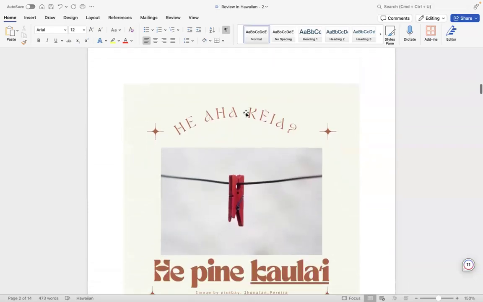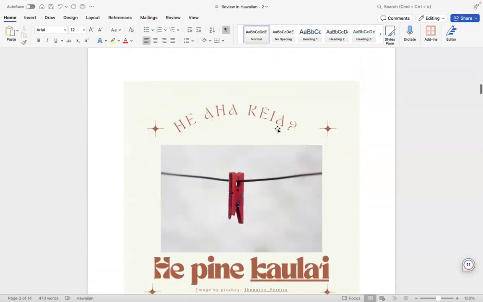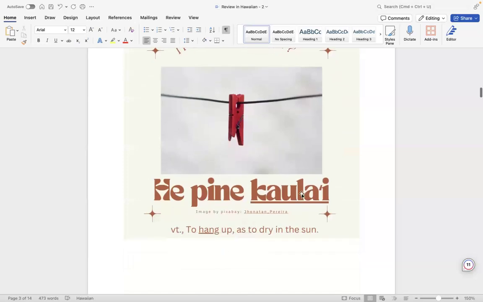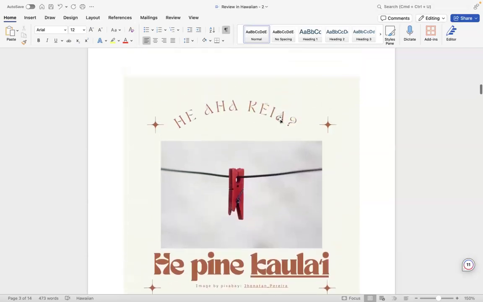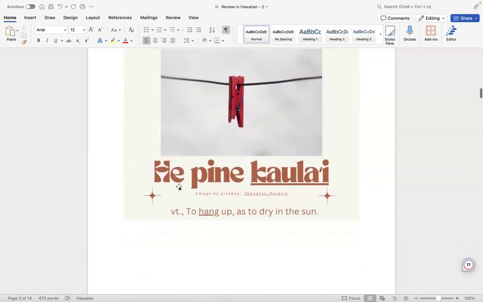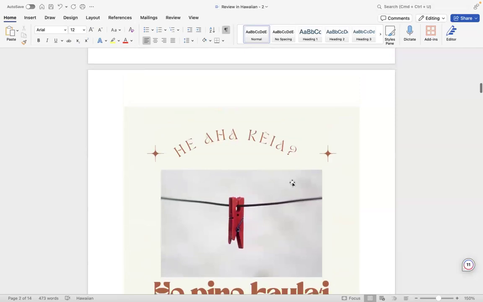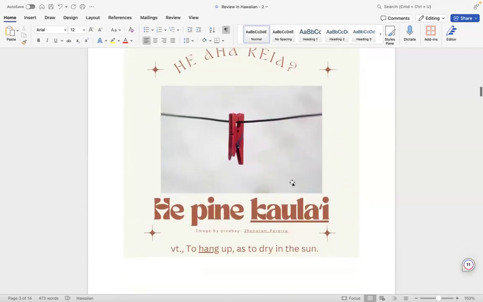Nani. So, he aha kēia? He pine kaulaʻi. And kaulaʻi means to hang up, to dry in the sun. Pine, I think, comes from English, and that means pin. So what we're saying here when we're asking he aha kēia, what is this? We're saying it is a hanging up pin. He pine kaulaʻi. Can you say that with me? He aha kēia? He pine kaulaʻi.